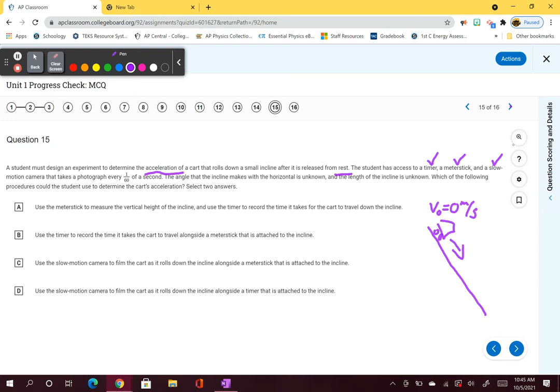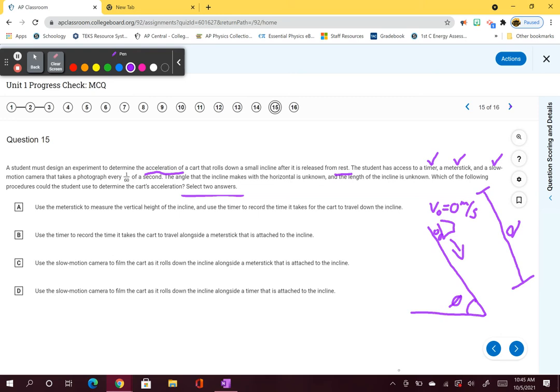The angle that the incline makes with the horizontal is unknown. So we don't know our angle. The length of the incline is unknown. So we don't know which of the following procedures could the student use to determine the cart's acceleration. Again, we're selecting 2.